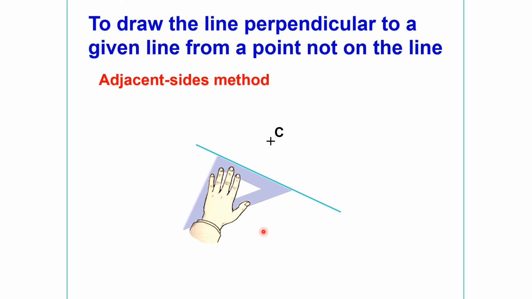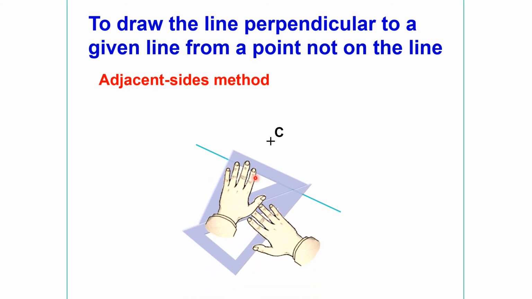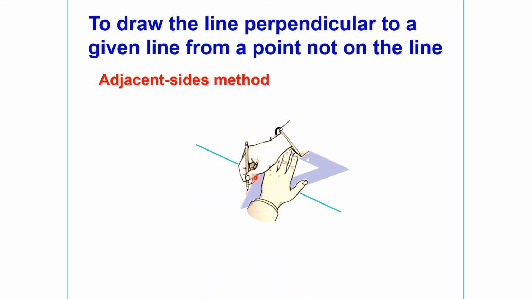Adjacent sides method, to draw the perpendicular line from C point to this line. Okay, again too easy.